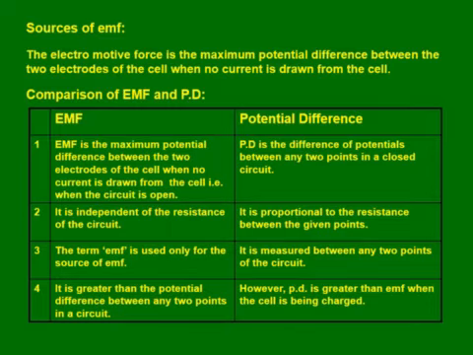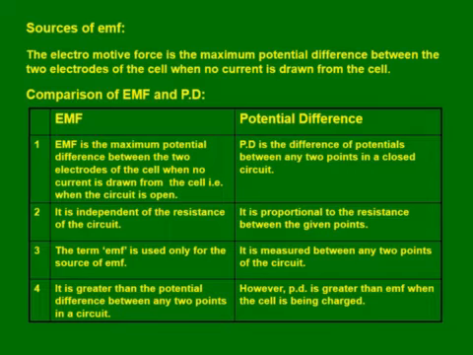Let us compare EMF and PD. EMF is the maximum potential difference between the two electrodes of the cell when no current is drawn from the cell, that is when the circuit is open. Potential difference, also called terminal PD, is the difference of potential between any 2 points in a closed circuit. Closed circuit means when the current is flowing.